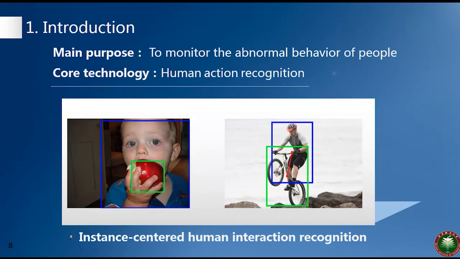The third one is instant-sentence human interaction recognition. This method defines the problem as a structure for human and object interaction. It detects human and object respectively, and then learns the interaction to analyze human action.